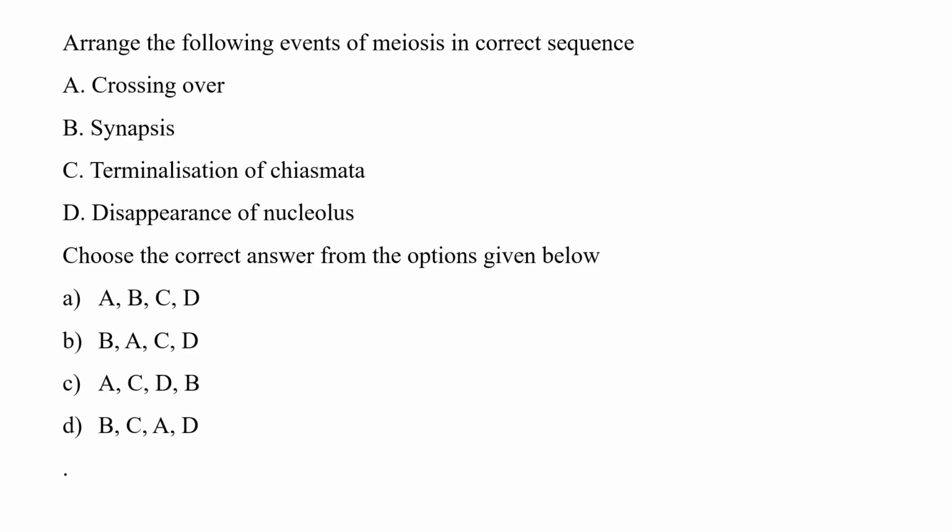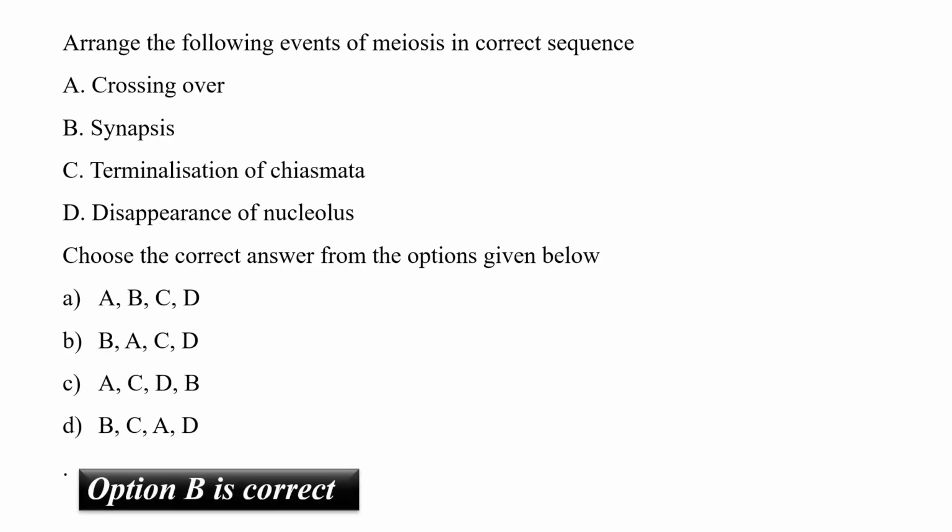So the option has to be B: synapsis first; A, crossing over second; C, terminalization of chiasmata third; D, disappearance of the nucleolus, that is D. So option BACD is the correct sequence, that is option B.